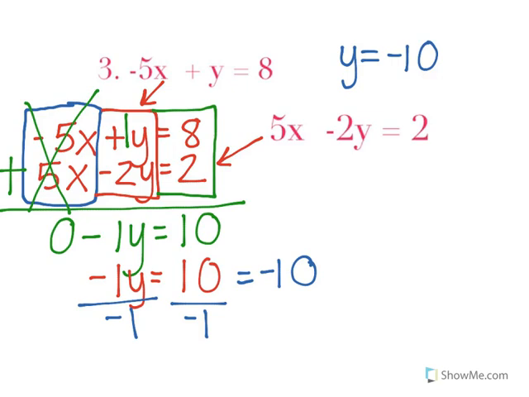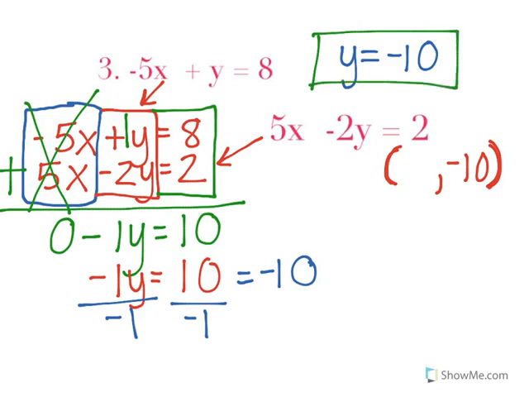Each system of equations problem should give you a set of coordinates, or an x and y value, that is a solution for both equations. So far I have my y value, and now I'm looking for my x value. To find my x value, I have to take my y value, which is negative 10, and plug it into one of these equations. I'm going to pick the second equation because it doesn't have a negative. It seems like the easiest equation to use.